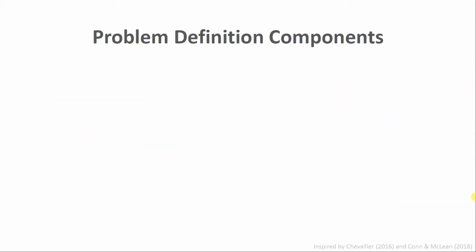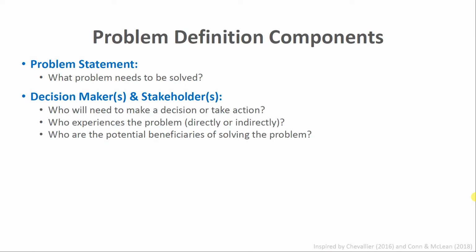So let's break down now the problem definition components. So what are the different aspects you should engage in when it comes to defining a problem? Well, first we need a problem statement. Now, this is when you can answer the question, what problem needs to be solved here? And then frame the answer to that question as a statement. Next, you need decision makers and or stakeholders that you need to take into consideration when it comes to your problem. So in other words, you can ask yourself these questions and provide answers to them in order to determine who these decision makers are and who these key stakeholders are.